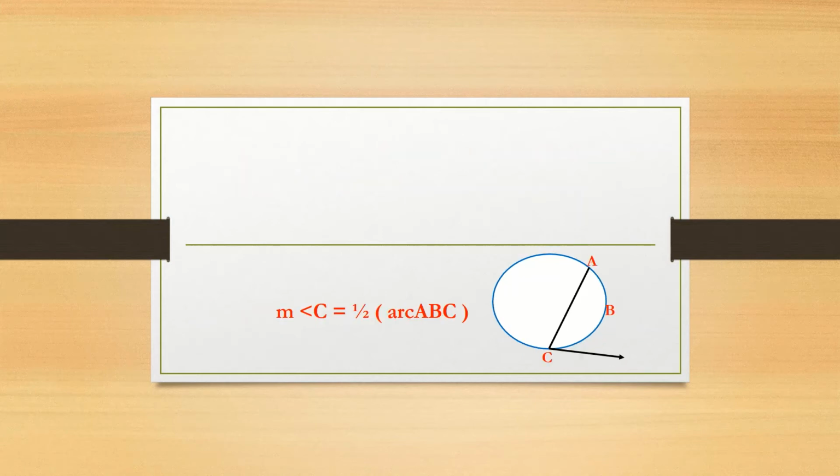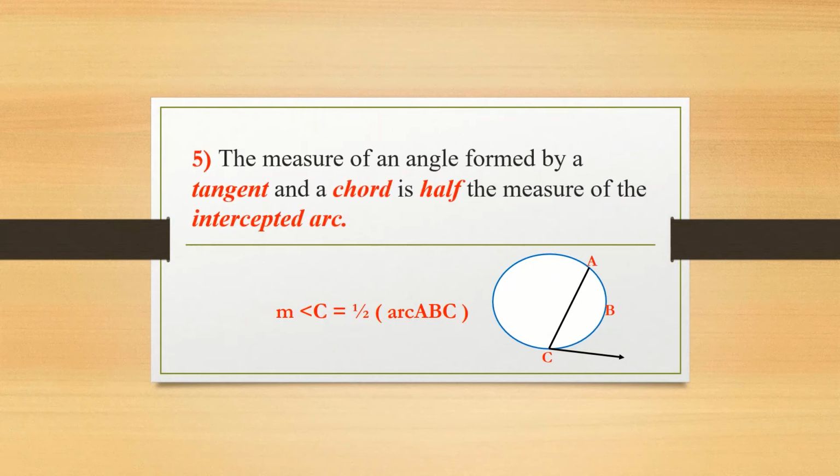Concept number 5, the measure of an angle formed by a tangent and a chord is half the measure of the intercepted arc. Look at this circle. AC is the chord of a circle which is not a diameter because it is not passing through the center of the circle. It is simply a chord, which is different from a diameter.